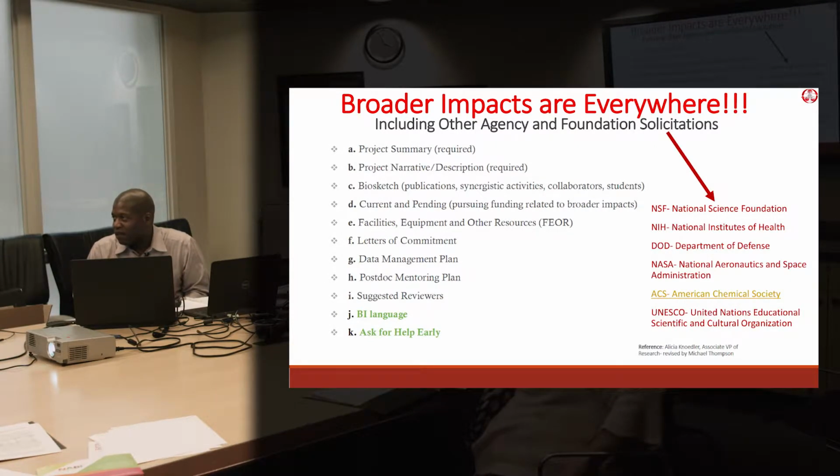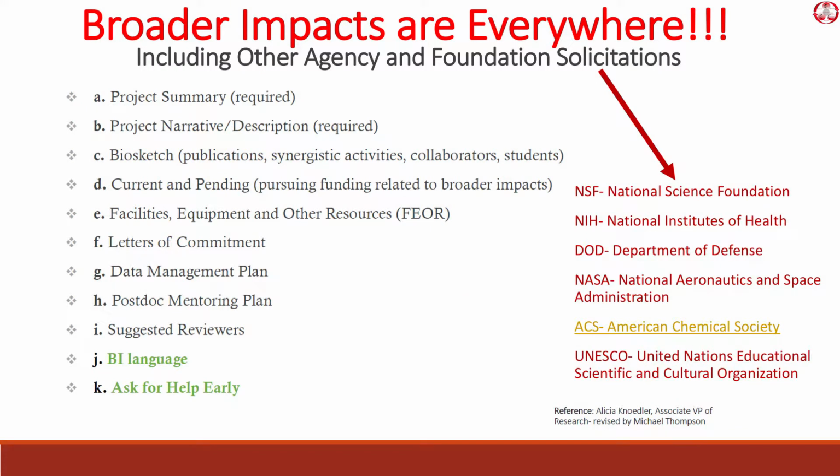So when we begin to think about broader impacts, we need to think about it in your project summary. We need to think about it in your project narrative. So for your broader impacts, you typically have between 1 to 2 pages. When you're a PI or you're working with a co-PI, you need to think about your synergistic activities, your collaborators, your students, your publications. Even if you've had past funding.